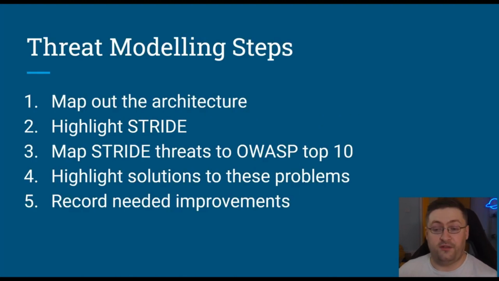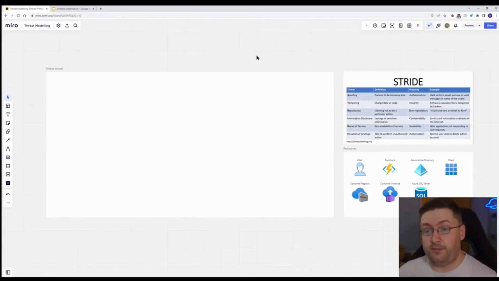So these are the steps we're going to follow as a team. We're going to start by mapping out the architecture of our system. We're going to highlight threats following the STRIDE model, and I'll show you that in a minute. We're going to map the STRIDE threats to the OWASP top 10. We'll go through that in a bit as well if you haven't heard of that before. We're going to highlight the solutions to our problems, and we're going to record any improvements we need to make to our system.